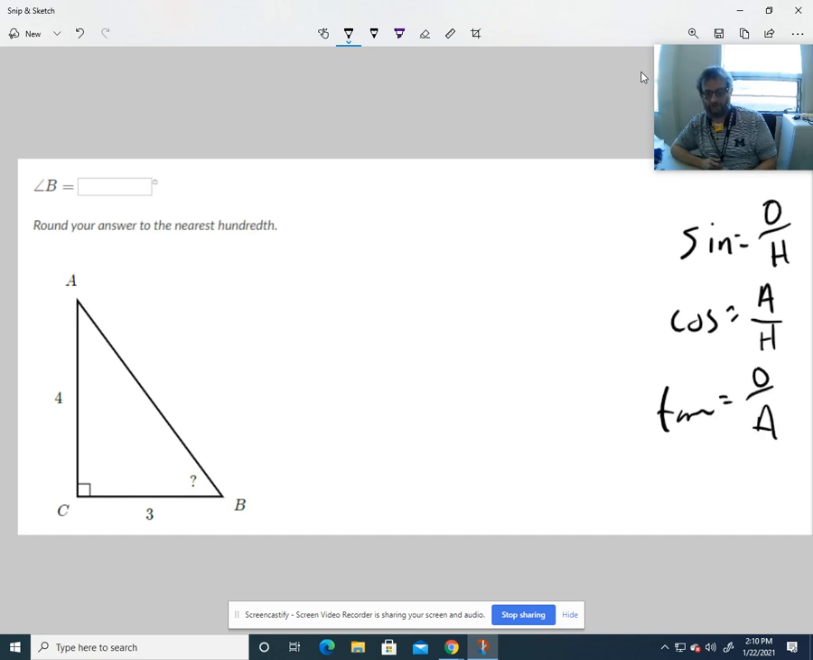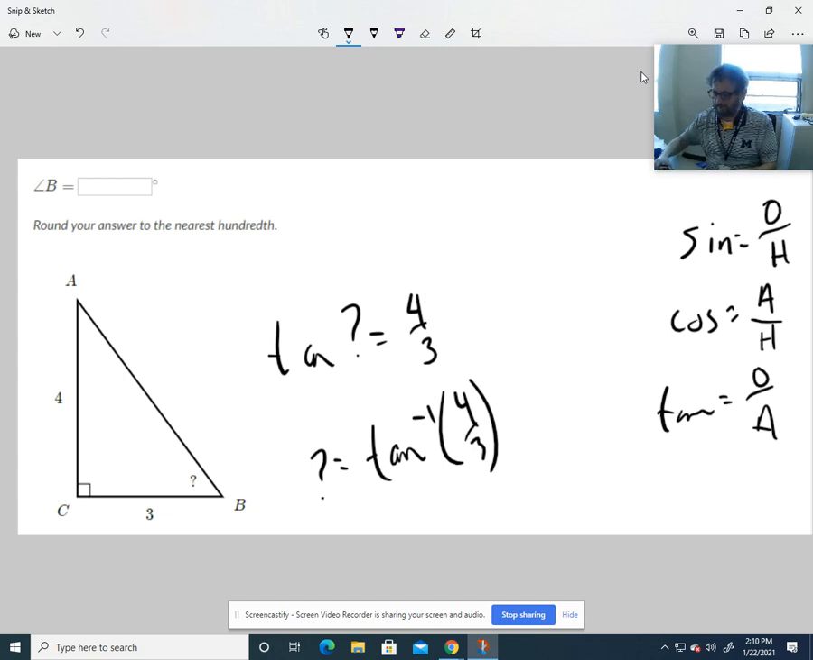So I want to know the question mark, and what am I given? I'm given the 2 legs. Well, that's this one. So the tangent of my question mark is 4/3. So my question mark equals the tangent inverse of 4/3. And back to my calculator I go. 4 divided by 3, tangent inverse gives me 53.13.